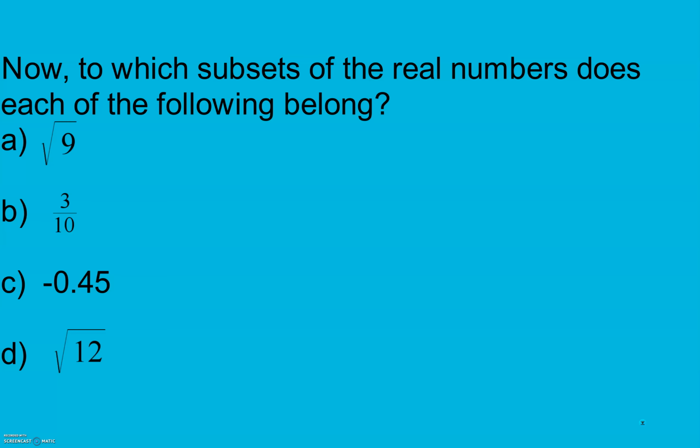So if we try these, square root of 9 is 3. 3 is a natural number. In B, we have a fraction. That's a rational number. C, we have a decimal that terminates, so again, it's rational. And in D, we have a square root of not a perfect square. 12 is not a perfect square. So if we type this in, we'd get a decimal that doesn't terminate or repeat.